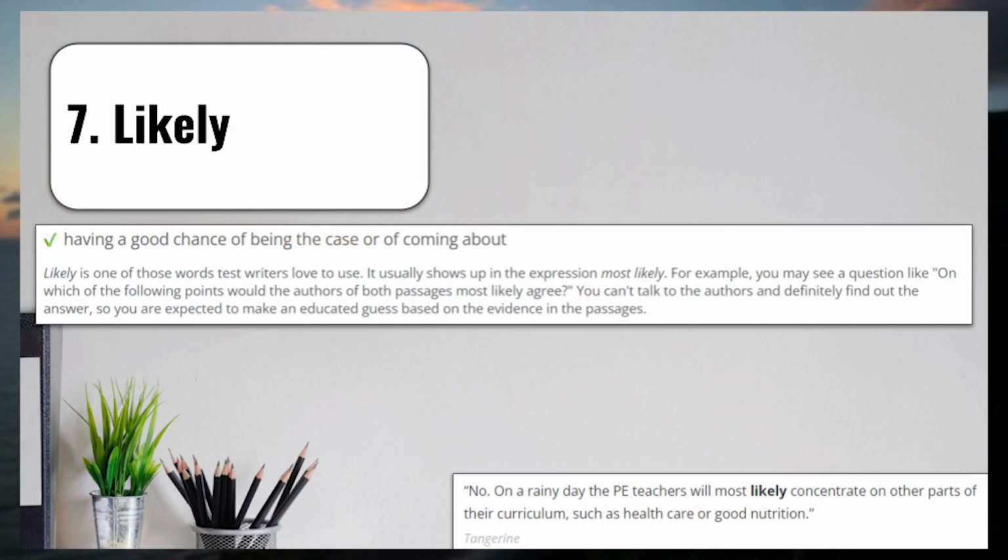Term number 7 is likely. Likely means having a good chance of being the case or of coming about. Likely is one of those words test writers love to use. It usually shows up in the expression most likely. For example, you may see a question like, on which of the following points would the authors of both passages most likely agree? You can't talk to the authors and definitely find out the answer, so what you're expected to do is make an educated guess based on the evidence that the passage provides, and then explain, and usually cite evidence from the passage that explains what you just said.